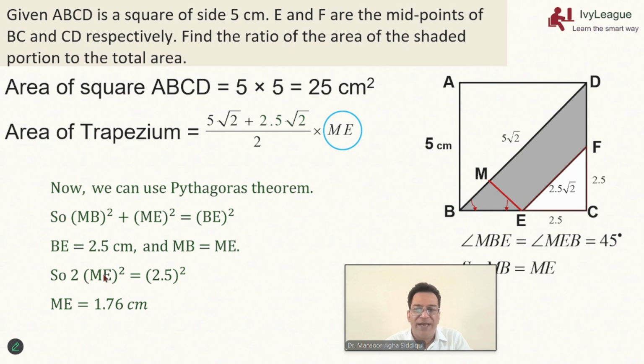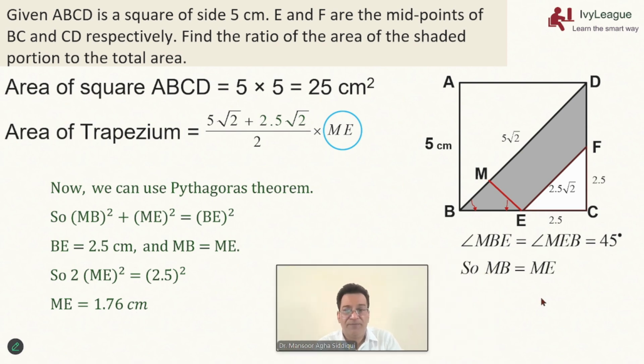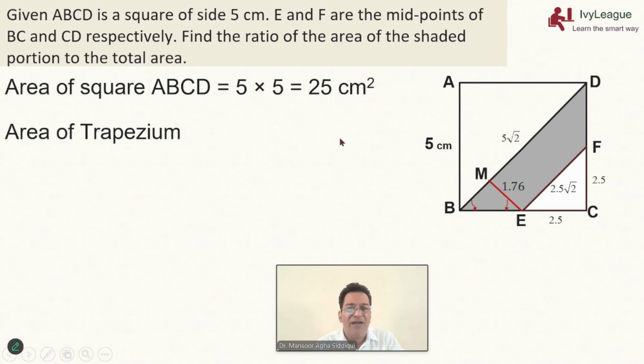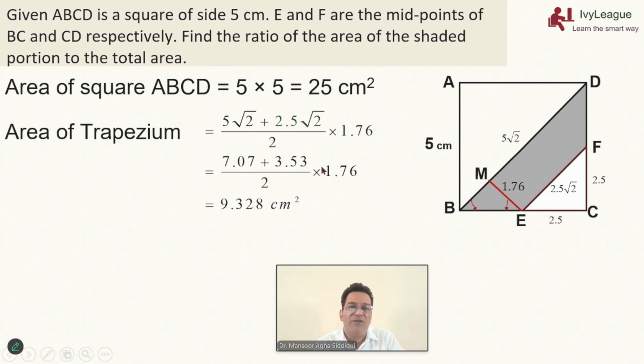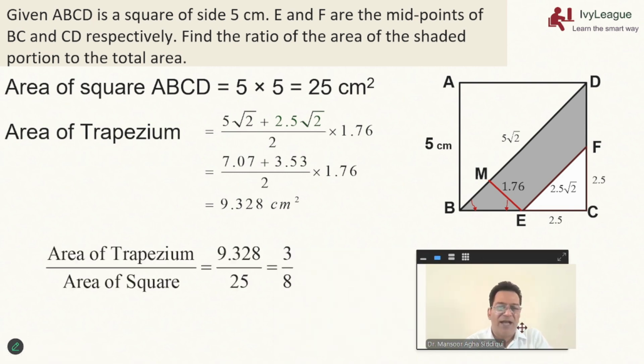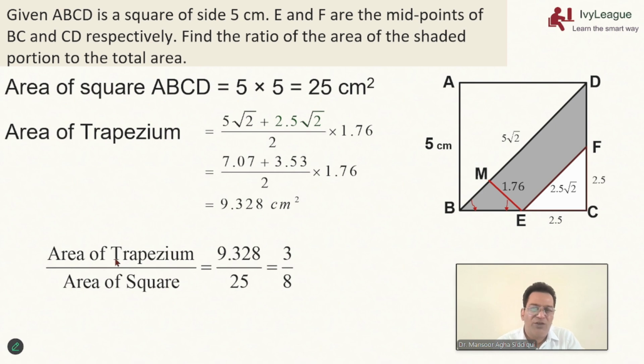As a result, twice of ME square is equal to 2.5 square, or ME is equal to 1.76 centimeter after calculation, after an intensive calculation, I would say. From this, I get all the values in place and we can find out the area of the trapezium. Now, next step is I find the ratio of area of trapezium to area of square, which is equal to 9.328 upon 25, which is equal to 3 by 8.